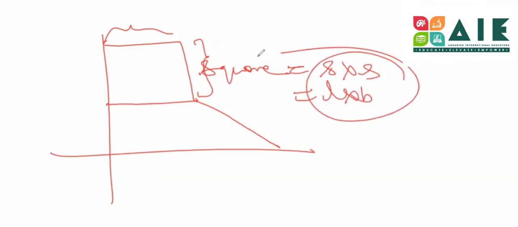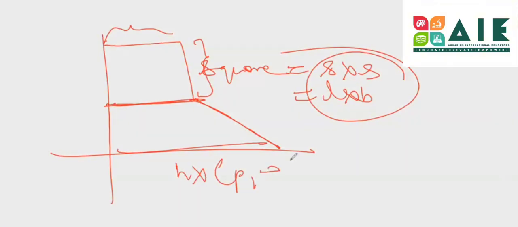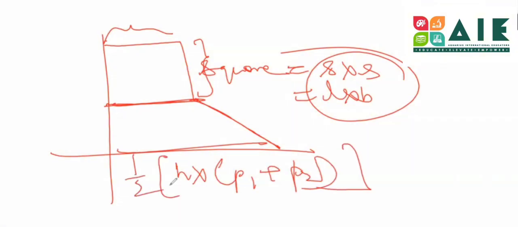Also here I am having a trapezium. So what is the area of a trapezium? You take the height, multiply it with the sum of the parallel sides, parallel 1 plus parallel 2, and multiply the whole thing by half. There are certain formulas which define what we do. Now you add both of them. You will get the total distance which is covered by the object. Understood? Any doubts?